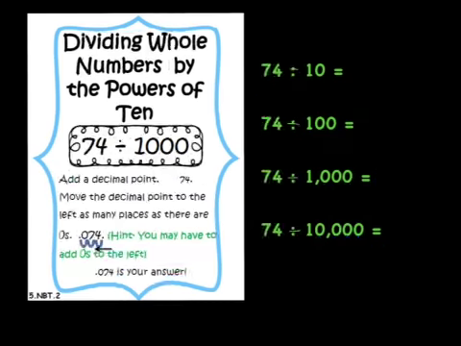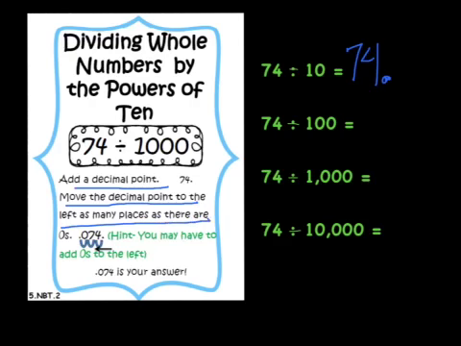Okay, now we're going to be dividing whole numbers by the powers of 10. When you're dividing whole numbers by the powers of 10, anytime you're dividing, you're going to make a smaller number. So we start out, we write our whole number, 74, add a decimal point after the number. Move the decimal point to the left as many places as there are zeros. So we move one place to the left, one place, and so we go from 74 to 7.4 or 7 4/10.